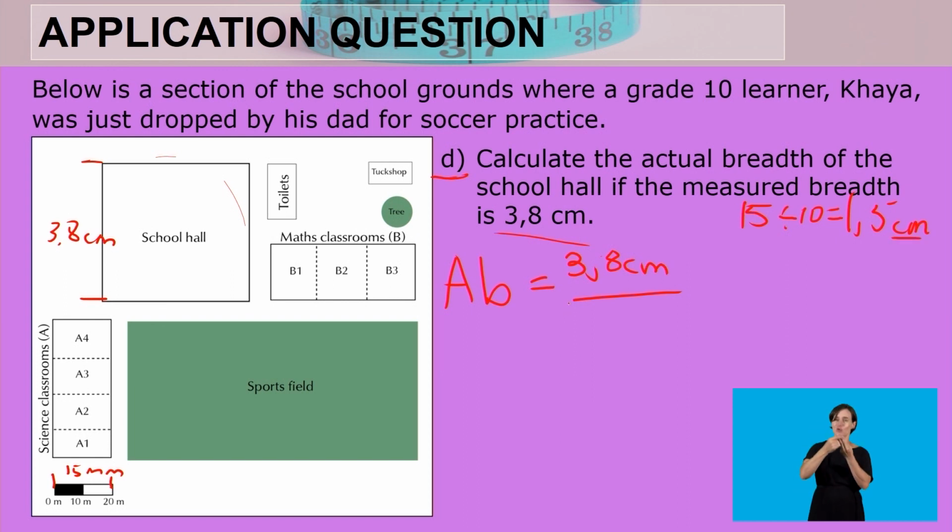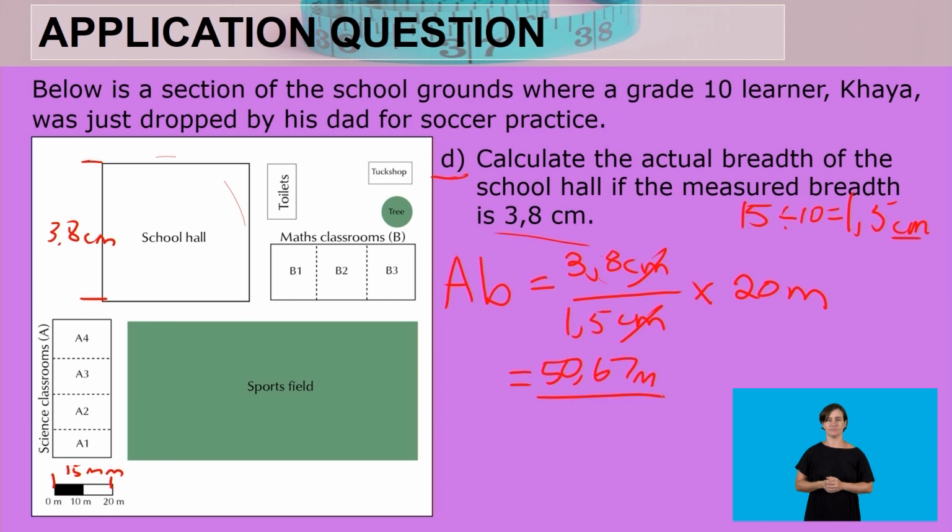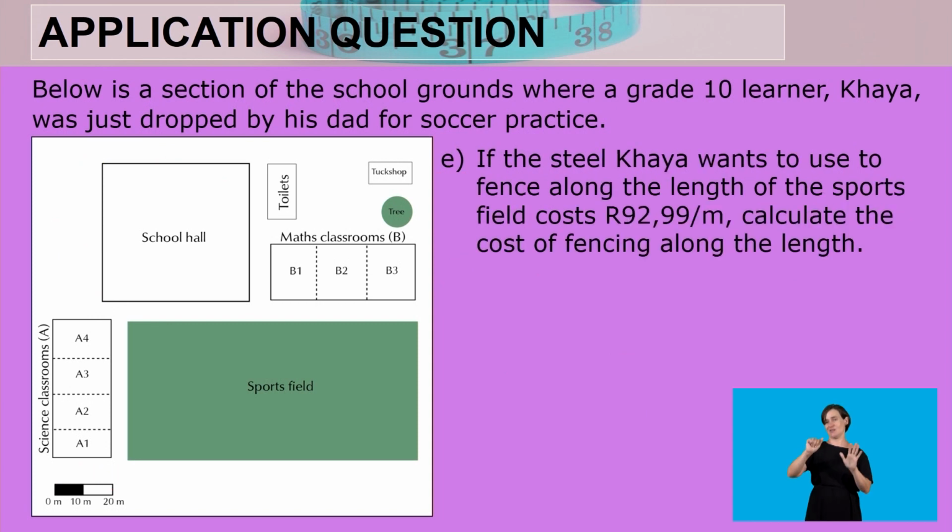So we say 3.8 centimeters divided by 1.5 centimeters multiplied by 20 meters. Centimeter and centimeter are going to cancel. What is 3.8 divided by 1.5? What are you getting? I hope you have your calculators with you, guys. Divided by 1.5 multiplied by 20 gives us 50.67 meters. So the actual breadth of our school hall is 50.67 meters.